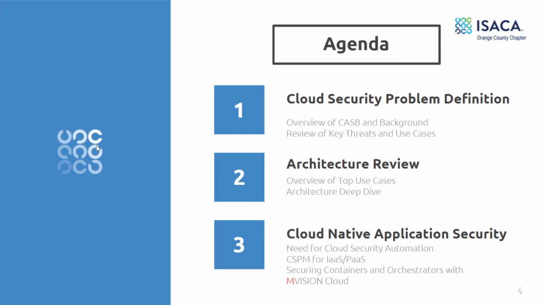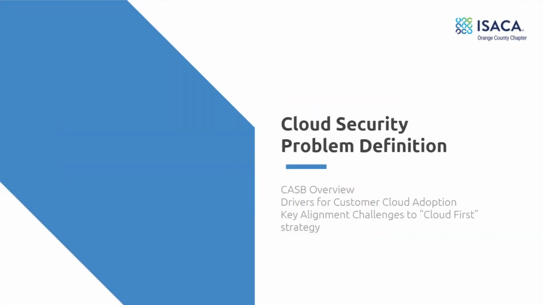In terms of a flow here, we'll start off with a high-level overview of CASB and some of its prominent use cases. Then we'll move into some of the architectural nuances that go into place when you're implementing a CASB. And then lastly, we'll touch on how one could go about securing cloud-native applications that may be leveraging containers and managed orchestrators in public cloud environments today.